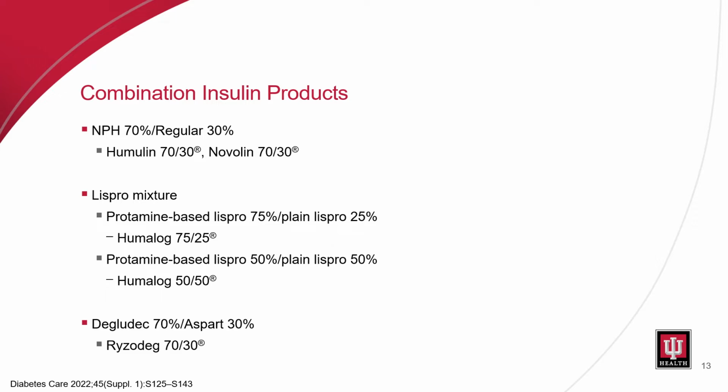Our Lispro mixtures are protamine-based Lispro 75% and plain Lispro 25%, or Humalog 75/25, and then just at different percentages, protamine-based Lispro 50% and plain Lispro 50%, or Humalog 50/50. And then we also have degludec 70%, aspart 30%, which is Ryzodeg 70/30.